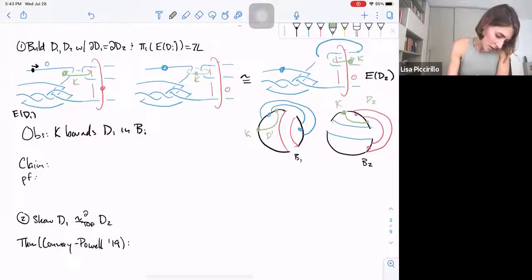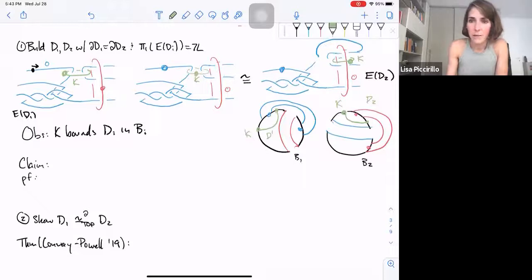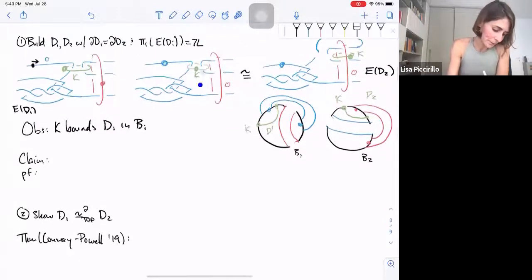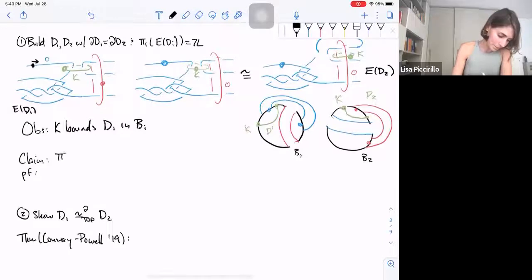So I also want to think about this as a Handle diagram for the exterior of D2, this middle picture here. Okay. So from these, we're going to try to read off pi 1. So let's do it.